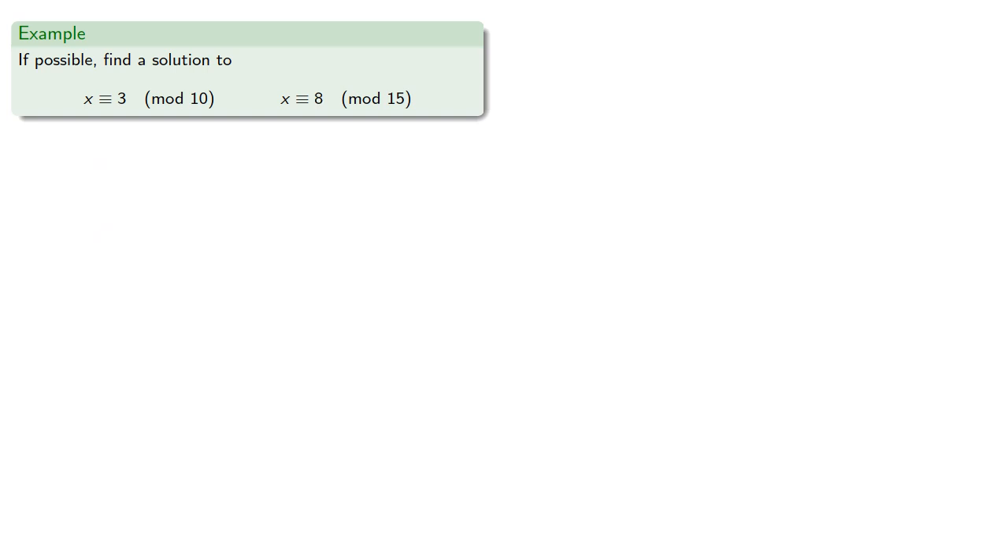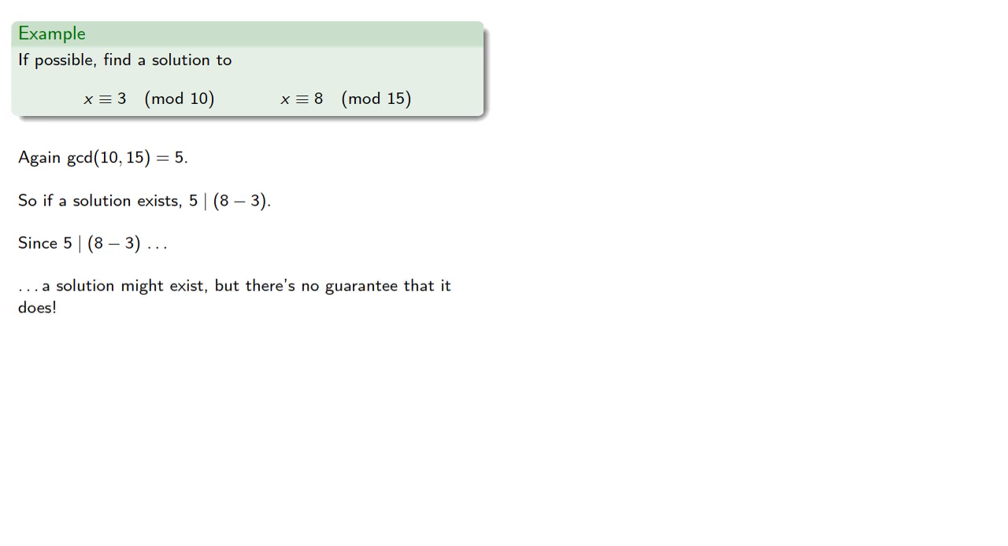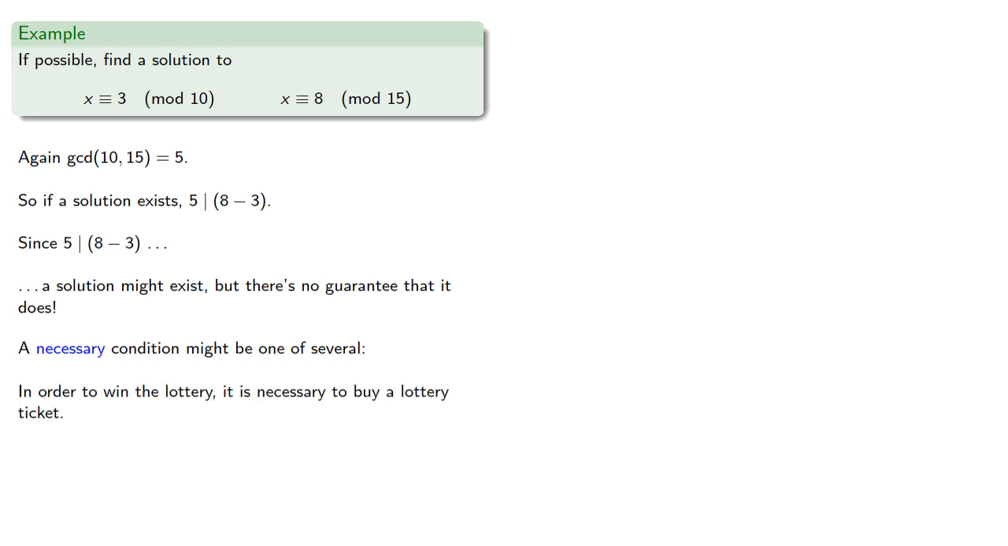Now, it's important to understand that we might have a different problem. Again, our greatest common divisor is 5, so again, if a solution exists, 5 has to divide the difference. And it does, but that only says that a solution might exist, but there's no guarantee that it does. Remember, a necessary condition might be one of several. In order to win the lottery, it is necessary to buy a lottery ticket, but it's not enough.